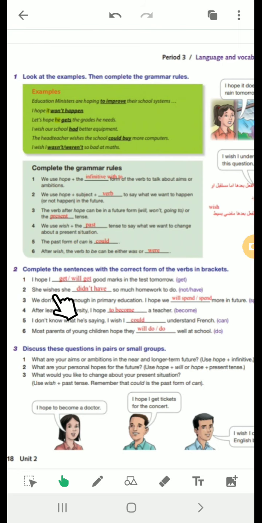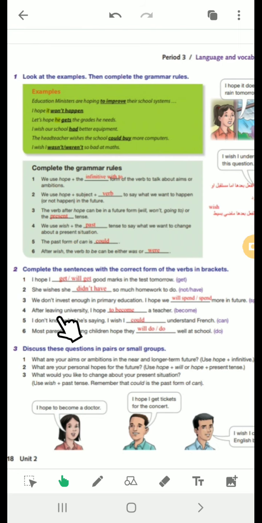Number 2, she wishes she didn't have so much homework to do. After wish, we use subject. All the time we use subject after wish. Then past form, either negative or affirmative. Here we use not, so didn't have in past form. Number 3, we don't invest enough. Invest يستثمر. We don't invest enough in primary education. I hope we, after hope, we use subject here, so either present simple or future simple. Will spend or spend more in the future.